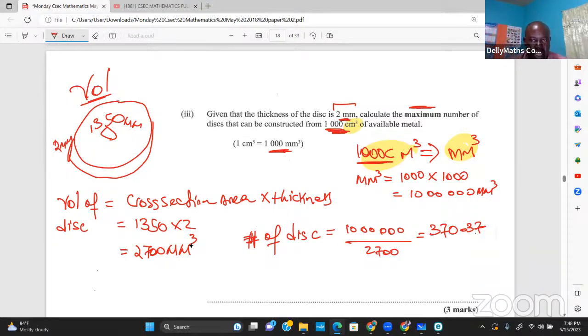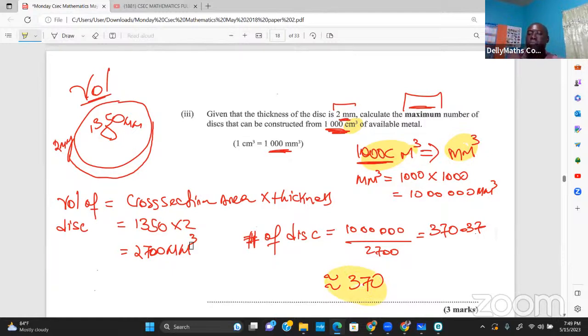But in reality, if you're making a CD, you can't have a 0.37 disk. So now you're going to have to think in context. What's the maximum amount I can make? I only can make 370. I will have some little leftovers, but you can't make another one. That's what we're talking about.